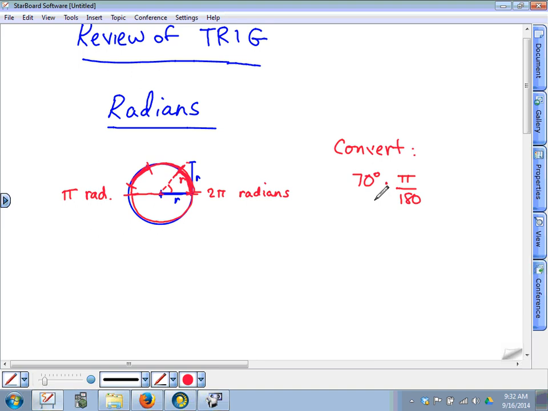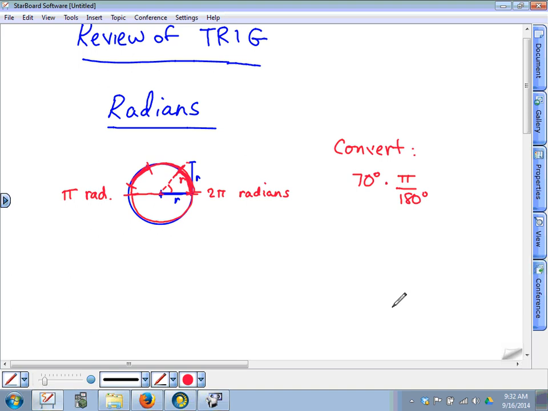It cancels out the degrees. That's true. The degrees cancel out, but it's like you're multiplying by 1. Isn't pi and 180 the same exact thing? Yeah. So what is pi divided by 180? 1. All we're doing essentially is taking 70 degrees and multiplying it by 1.